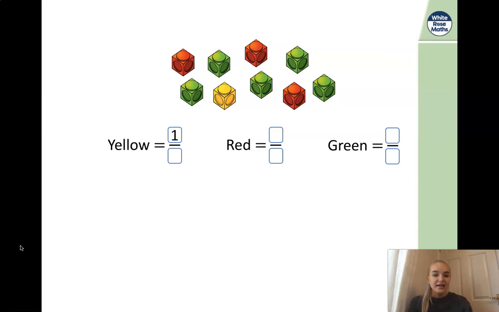Okay, so as we can see here, we have got one yellow cube. We have got altogether 9 cubes. So my fraction of yellow cubes is 1/9. I am looking for 1 and I have 9 altogether. My red cubes, I have got 3 of them, and I know that 3 out of the 9 cubes are red. With the green, I can see that I have got 5 green cubes. 5 cubes out of the 9 cubes are green. So 1 out of the 9 cubes are yellow, 3 out of the 9 cubes are red, and 5 out of the 9 cubes are green.